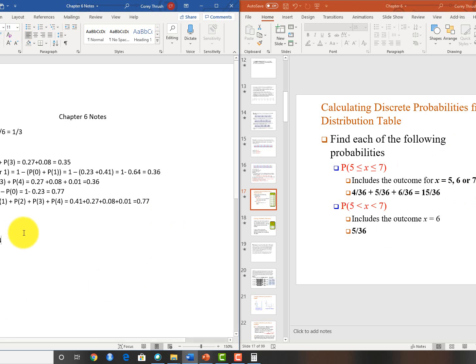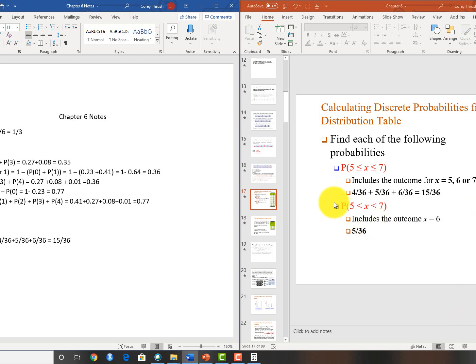4/36 plus the 5/36, because 6 is included, it's between 5 and 7, plus the 7, when x equals 7, it's 6/36, and that equals 15/36.